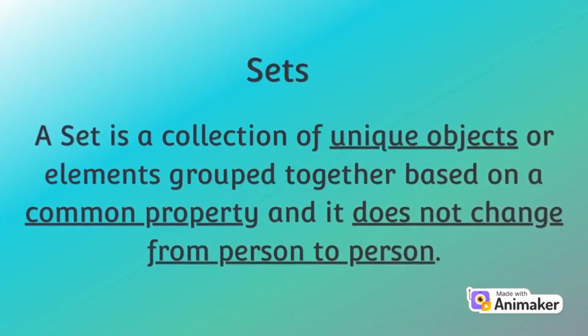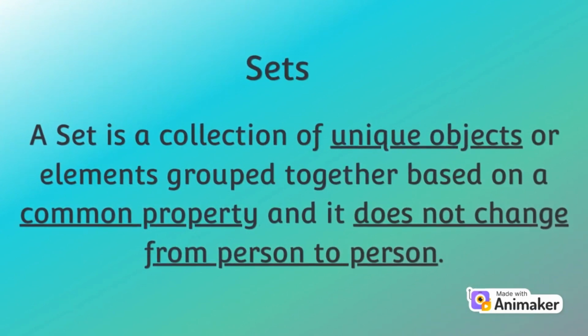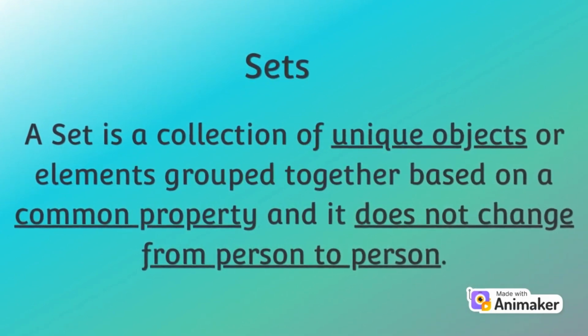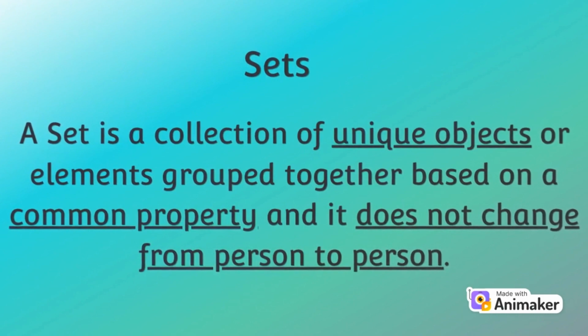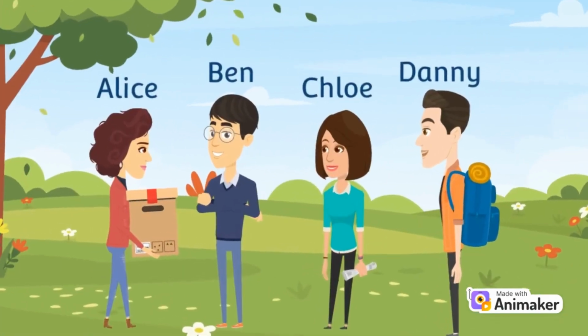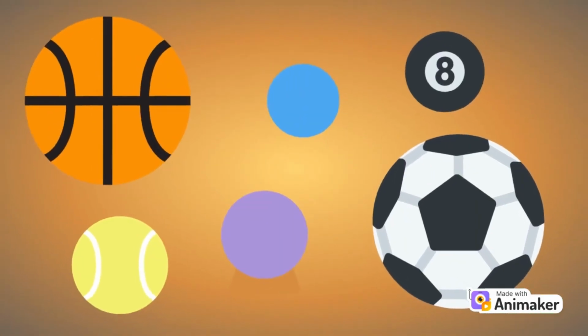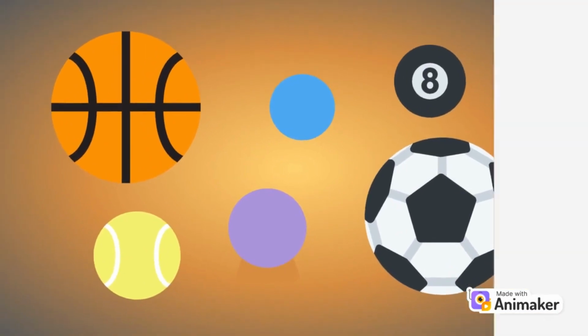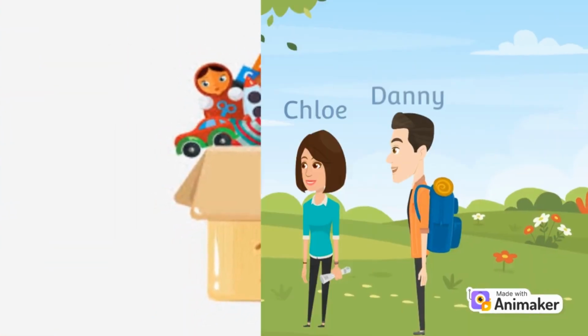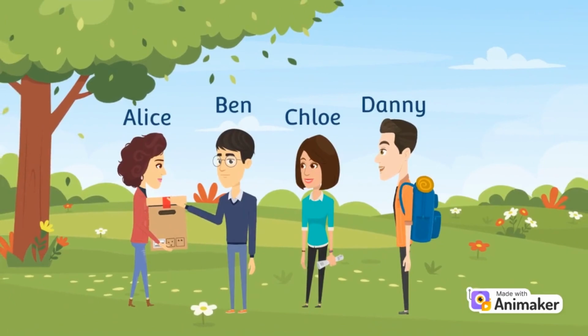Sets. A set is a collection of unique objects or elements grouped together based on a common property, and it does not change from person to person. Alice brought 2 boxes. One was filled with colourful balls of different sizes, shapes, and materials, and another one was filled with toys. "Wow, that's amazing. But how do we write these sets?"